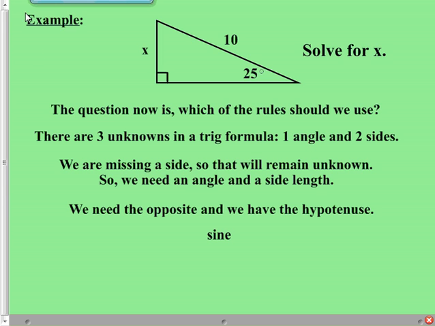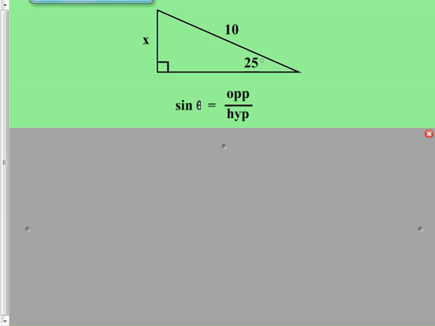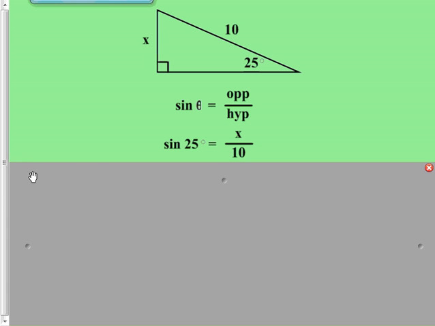Okay, so we're going to use the sine function. So let's do that. The rule says sine theta equals opposite over hypotenuse. So let's plug in our values where they go in our formula here. Theta, we have 25 degrees. Okay, our opposite side is our variable x, and the hypotenuse is 10.